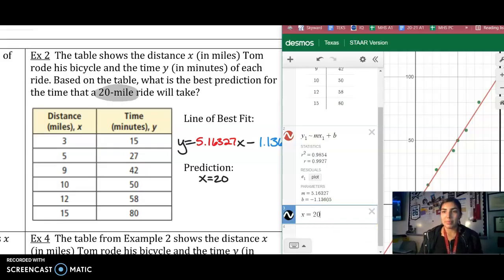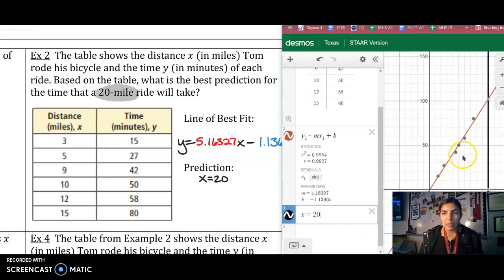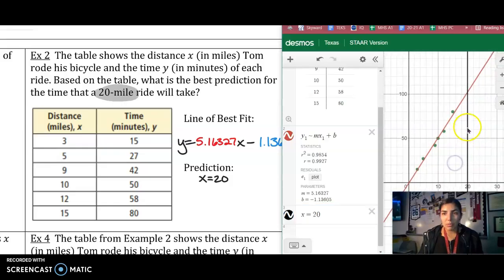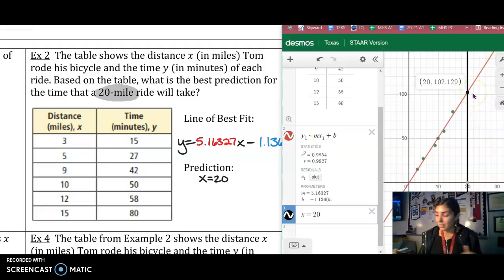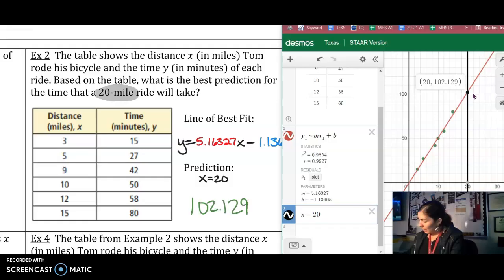Oh, typo. Now, some of you might have to zoom out for this one to find where the two lines cross, but if we see our prediction line crossing our line of best fit, we can see that our prediction for how long it's going to take this bike ride to last is going to be 102.129 minutes. That's a lot of biking. But that's our prediction for a 20-mile bike ride based on our current data. We have made predictions for the future.